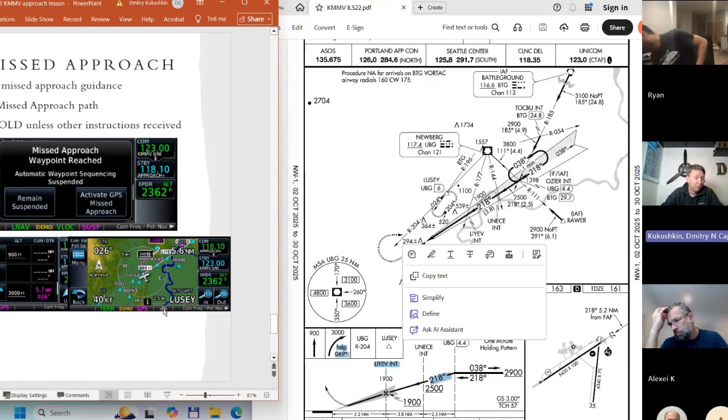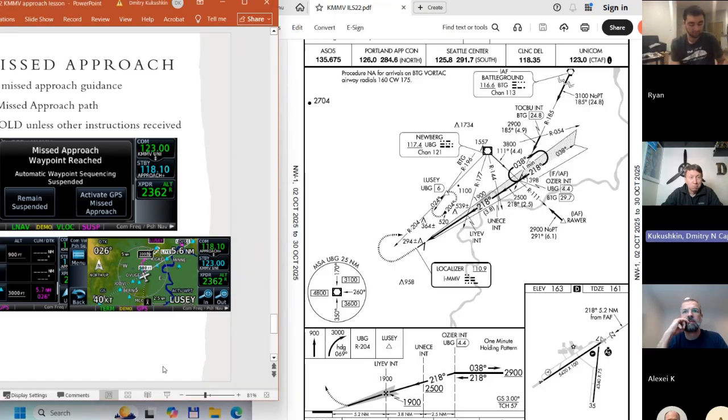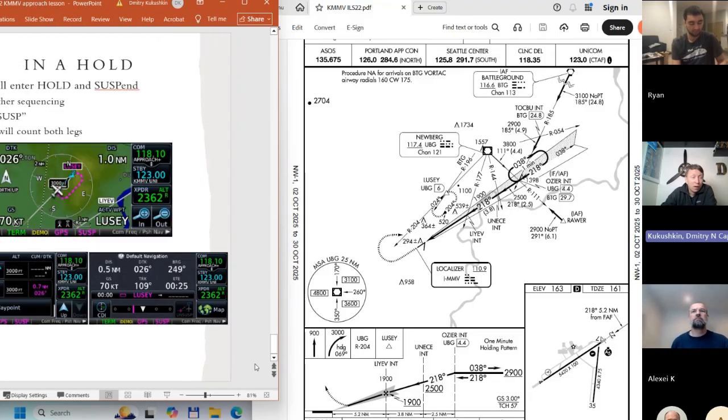Now on the G5, if you have autopilot, you will have flight directors. If not, then you better be flying exact headings and altitudes as in the missed approach procedure. And once you're ready, you again talk to the approach controller, and if no other instructions are received, you enter the hold. Almost done. What happens in the hold?